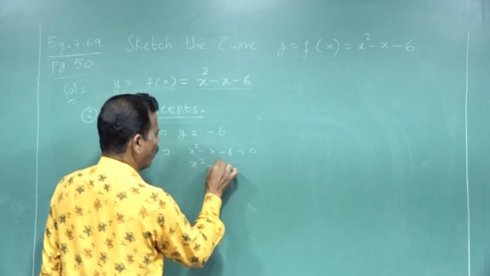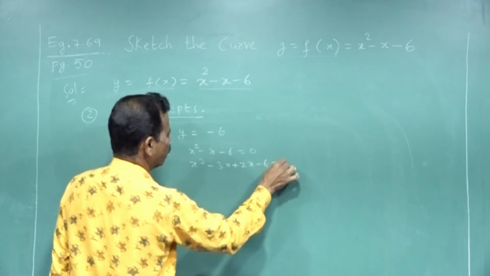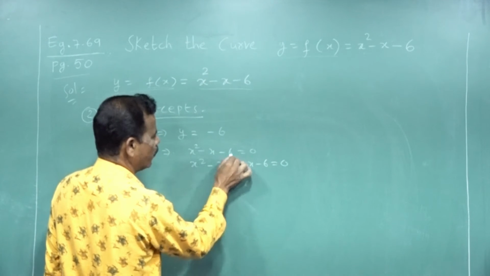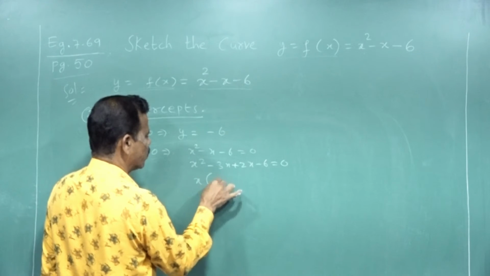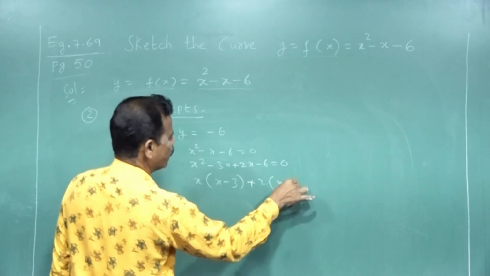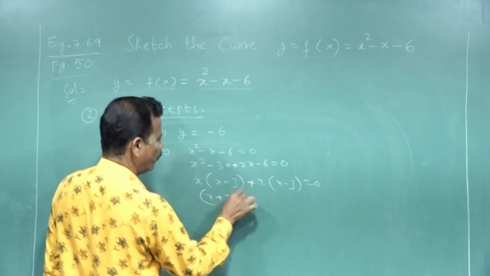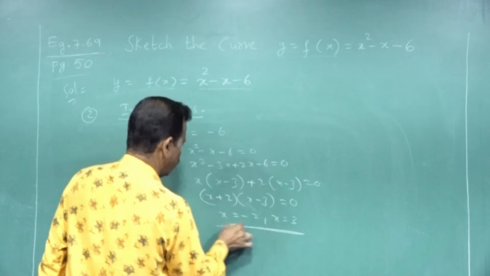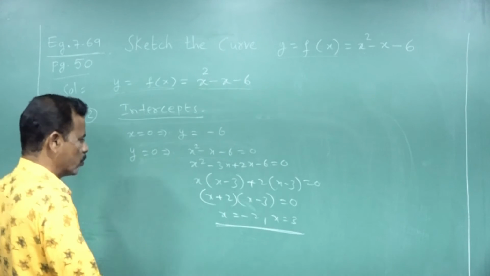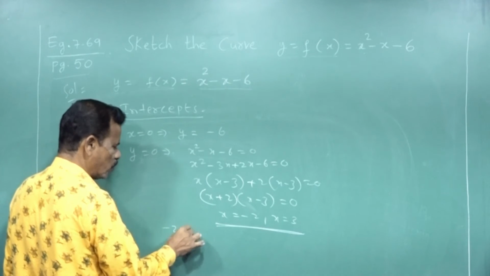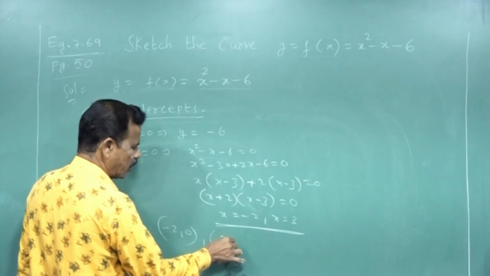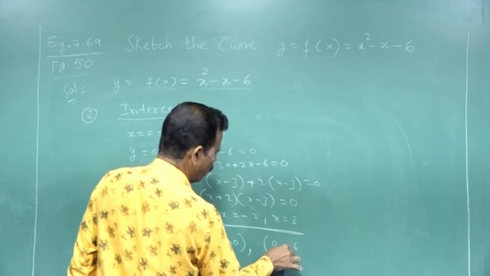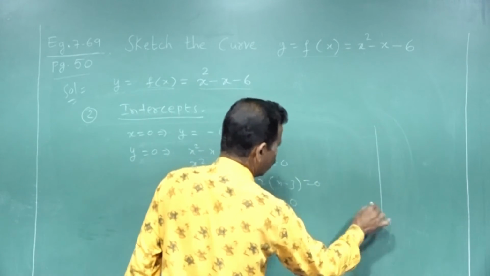x square minus 3x plus 2x minus 6 is equal to 0. Minus 3 plus 2 gives minus 1, and minus 3 into plus 2 gives minus 6. So taking x common, x into x minus 3, plus 2 common, x minus 3 is equal to 0. x plus 2 into x minus 3 is equal to 0, so x is equal to minus 2, and x is equal to 3. These values are intercepts. Point-wise, minus 2 comma 0 is one intercept, 3 comma 0 is one intercept, and 0 comma minus 6 is the y-intercept. So the curve is like this.